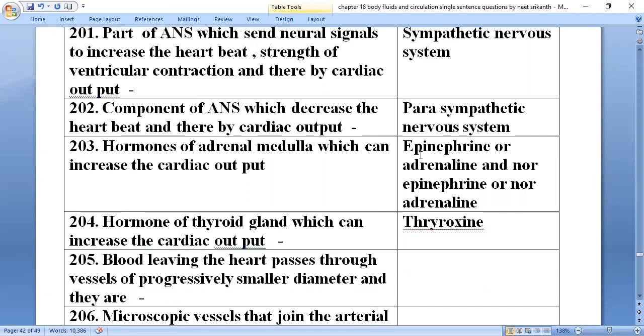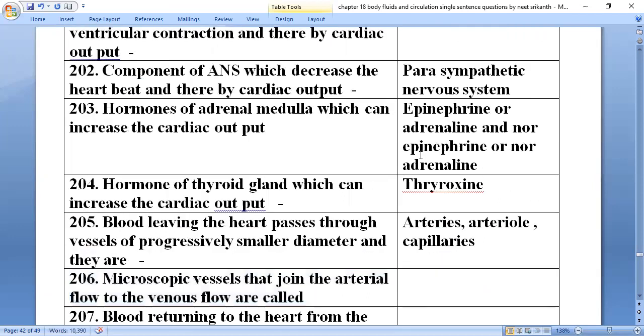Blood leaving the heart passes through vessels of progressively smaller diameter. They are arteries, then arterioles. First we go through the aorta, then artery, then arteriole. Then finally they reach the capillaries. Microscopic vessels that join the arterial flow and the venous flow are called capillaries.